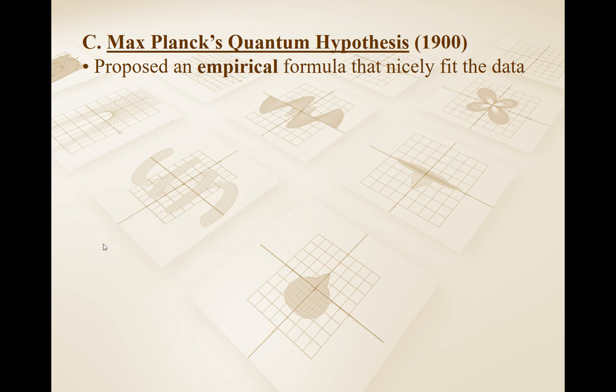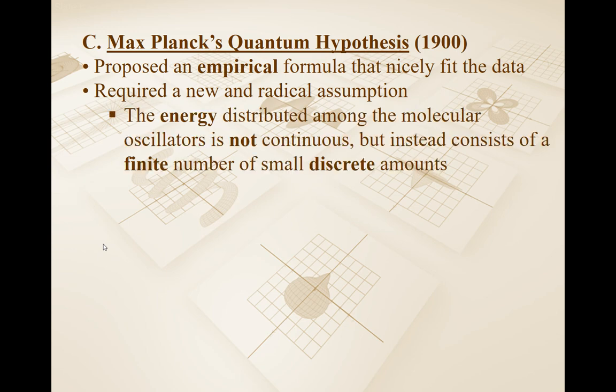Now, what he had to do is modify what the model of light is. And this is where it gets really, really weird. The question now is, what is light? Is it a particle? Is it continuous transverse waves? Is it continuous electromagnetic waves? The answer is it's a little bit of both, a particle and a wave, which is really, really weird. That's why I say a new and radical assumption.